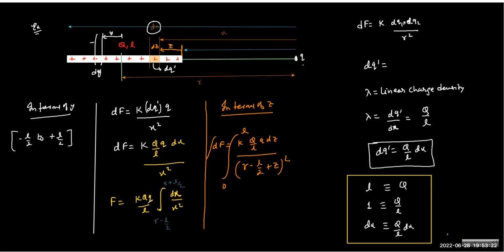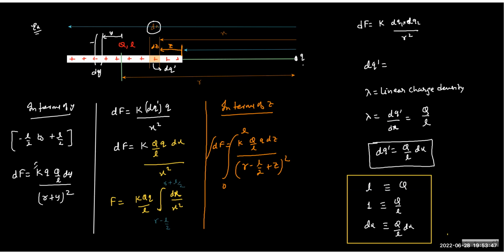But how will I write Coulomb's law then? dF equals how much? Tell me. K Q by L dy by (R plus y) the whole square.